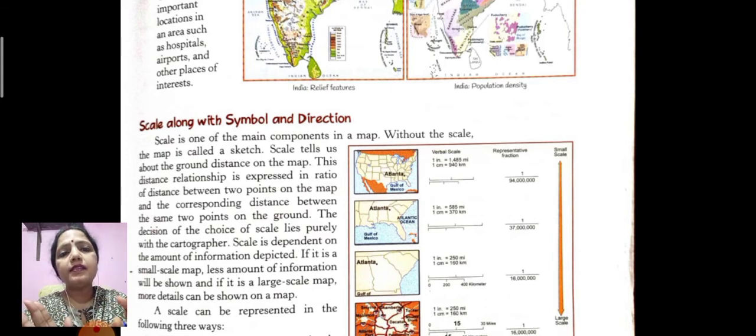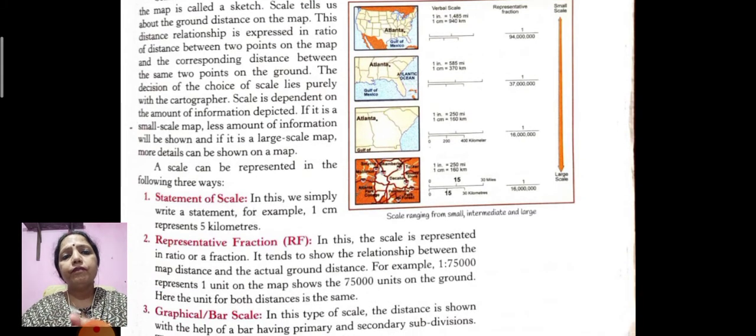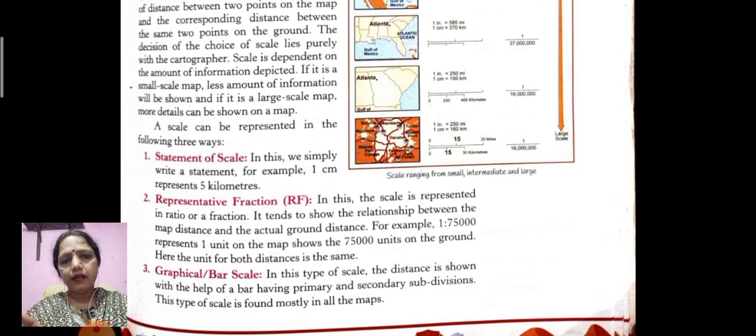Scale tells us about the ground distance on the map. This distance relationship is expressed in a ratio of distance between 2 points on the map and the corresponding distance between the same 2 points on the ground. A scale can be represented in the following three ways: statement of scale, representative fraction, and graphical or linear bar scale.